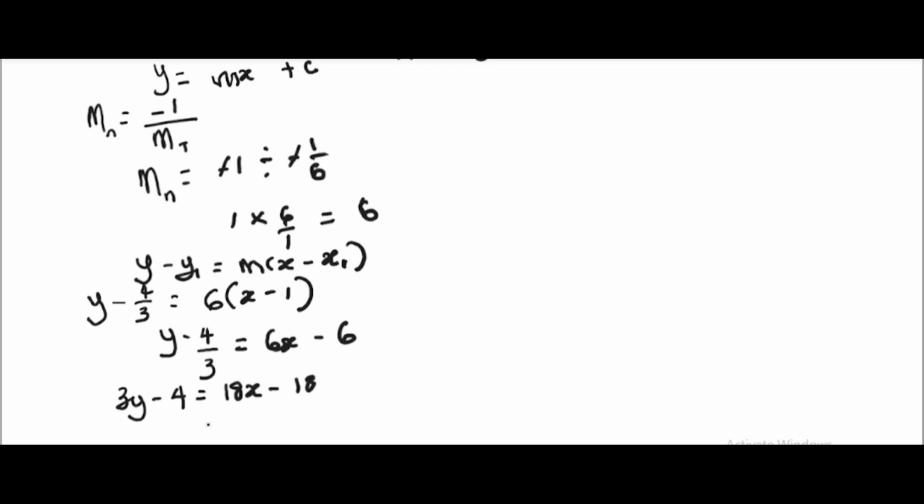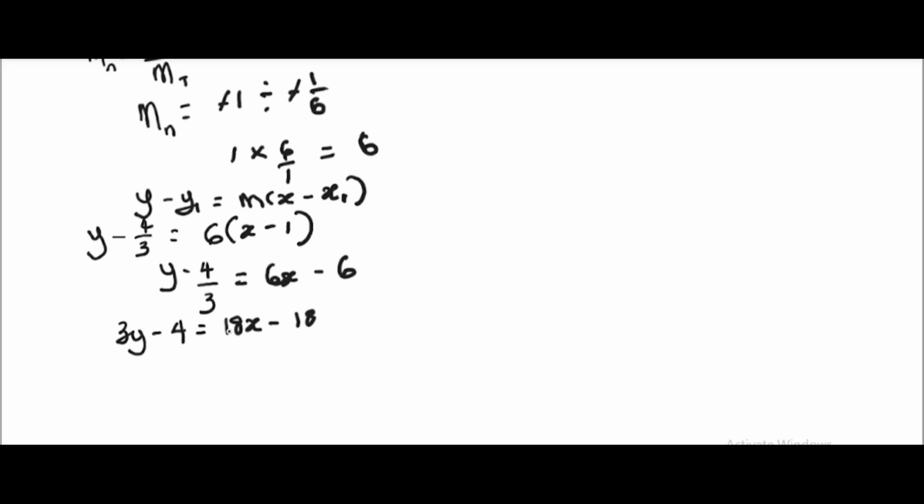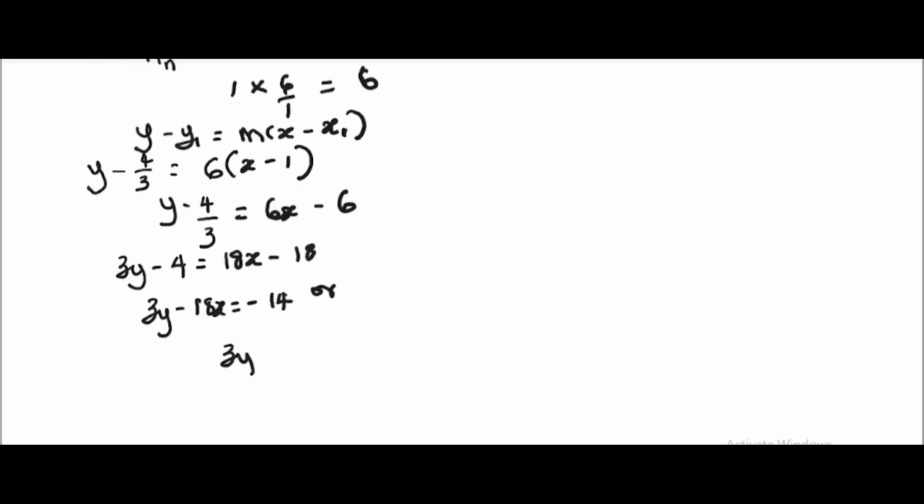Okay, so taking the 18x to the other side and taking the constant minus 4 over, we have 3y minus 18x is equal to minus 18 plus 4, which will give us minus 14. So you can write it in this way, or it can be written as 3y minus 18x plus 14 is equal to 0. So at this point, we're going to be calling it a day.